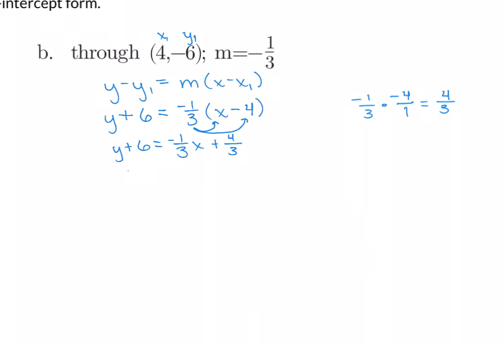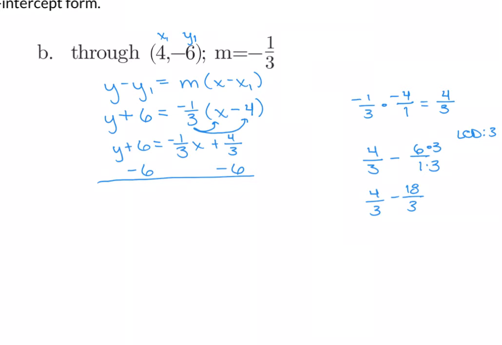All right, last thing we want to do is we want to subtract 6 from both sides. I'm going to come off to the side and do my work. We have 4/3 minus 6 over 1. We need an LCD, and our LCD is 3. So the second one, I want to multiply top and bottom by 3. So we get 4/3 minus 18 over 3. And if we go ahead and simplify that, that is negative 14 over 3. So my final equation is y equals negative 1/3 x minus 14 over 3.